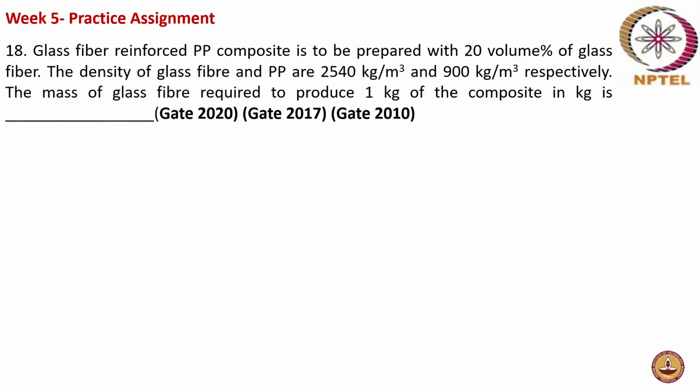Next question is, this is again a GATE question. This was asked in GATE 2020, 2017, and 2010. A glass fiber reinforced polypropylene composite is to be prepared with 20 volume percent of glass fiber. The density of glass fiber and polypropylene are 2540 kilogram per meter cube and 900 kilogram per meter cube respectively. The mass of glass fiber required to produce 1 kg of composite in kilogram is dash. What is the mass of glass fiber required to produce a composite having 20 volume percent of glass fiber? So what are the information given?